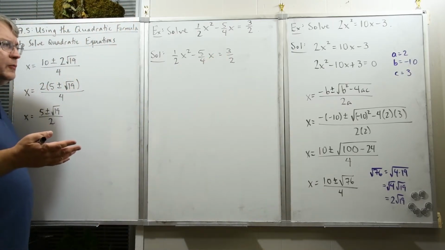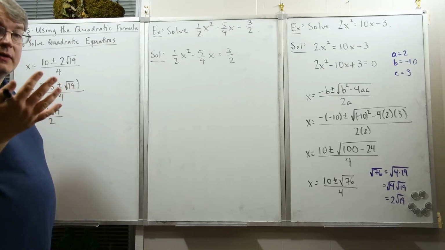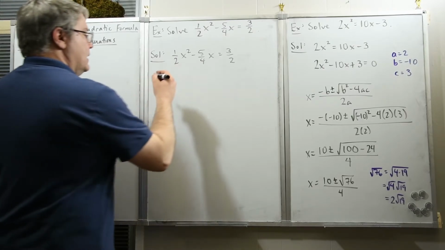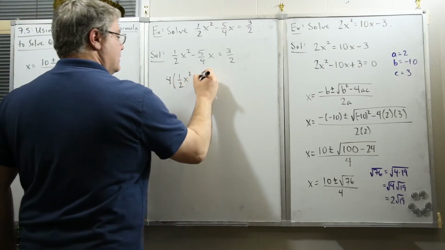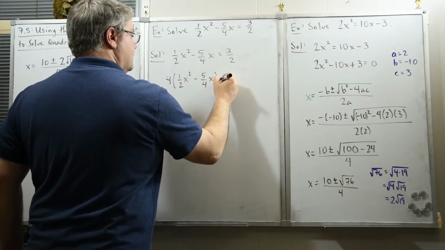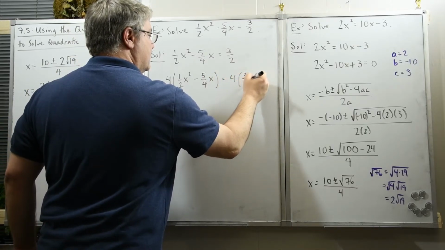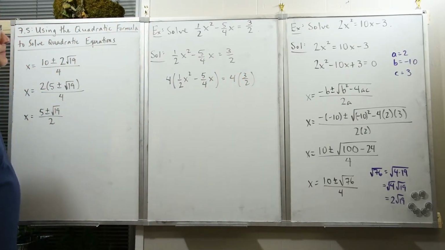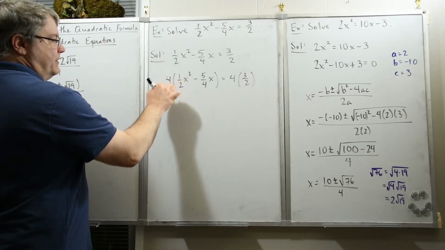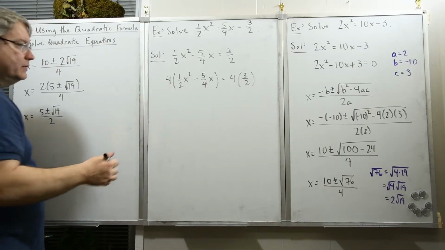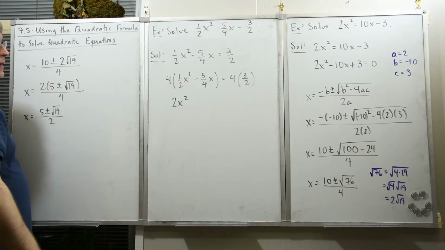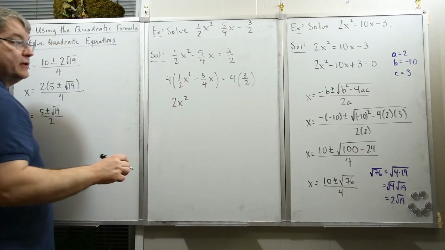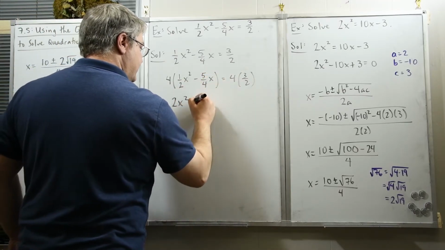But if we want to get rid of them, we could very easily multiply both sides of the equation by 4. And so if we take 4 times half x squared minus 5/4 x, that'll equal 4 times 3 halves. So we'll have 4 times a half x squared. 4 times a half is 2. So we'll have a 2x squared. 4 times a negative 5/4 is a negative 5. So we'll have a negative 5x.